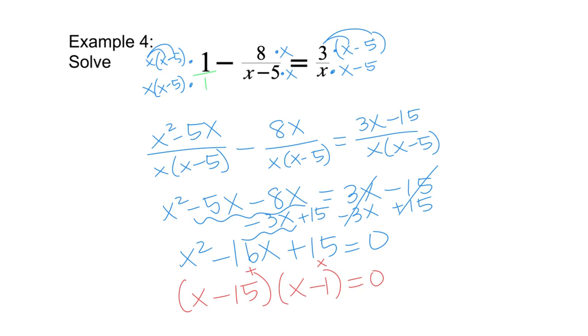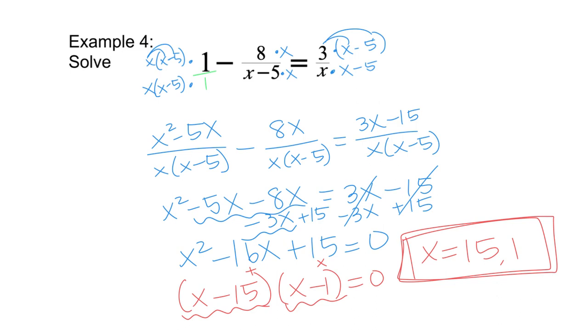Awesome, there we go. So to solve, just like we would do with our domain, we're going to take both of these and set them equal to 0. So x minus 15 would give me an answer of x equals positive 15, and x equals positive 1 if I set x minus 1 equal to 0. So here are my two solutions.